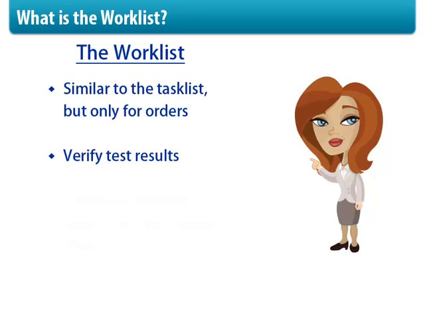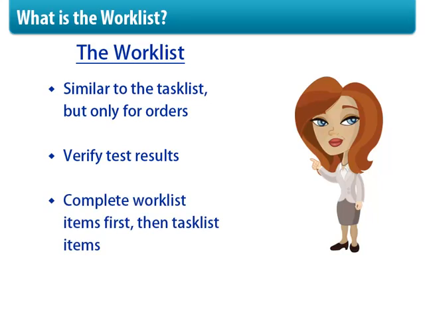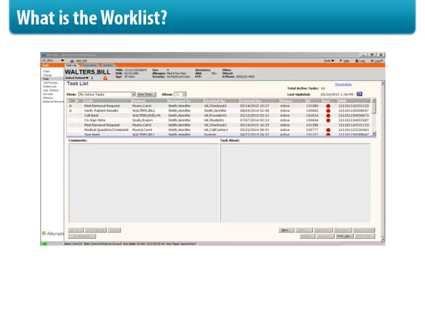Therefore, if you remember to always check your Worklist first and then your task list, then this will allow the Worklist to function as a place where you view results, and the task list can be purely for administrative items like phone calls and paperwork. Both lists will need to be checked by you regularly. To access the Worklist, click the Worklist tab on the horizontal toolbar.